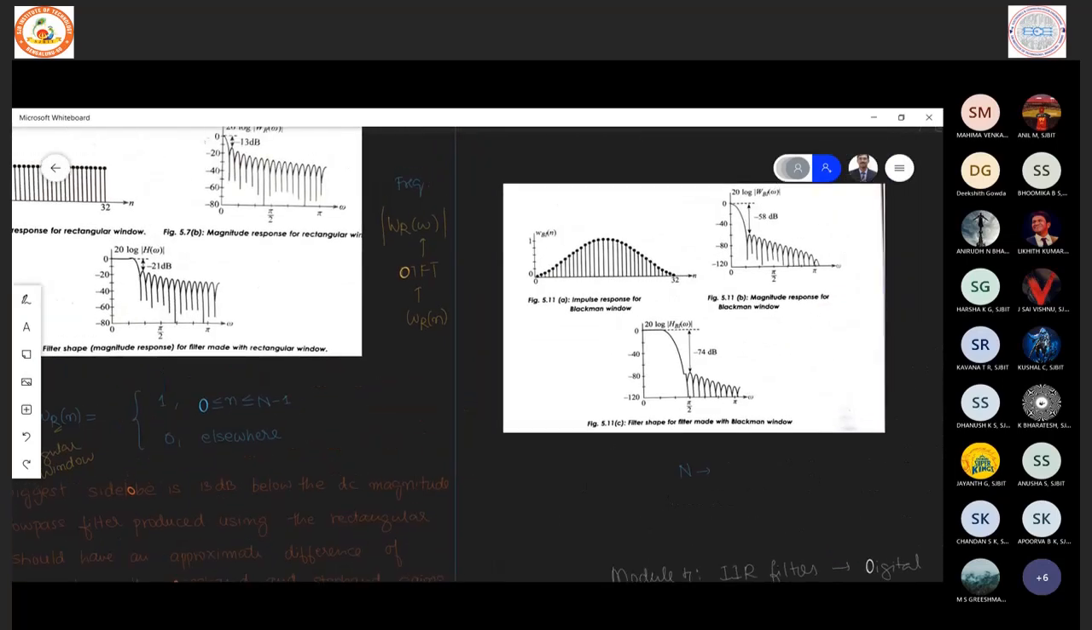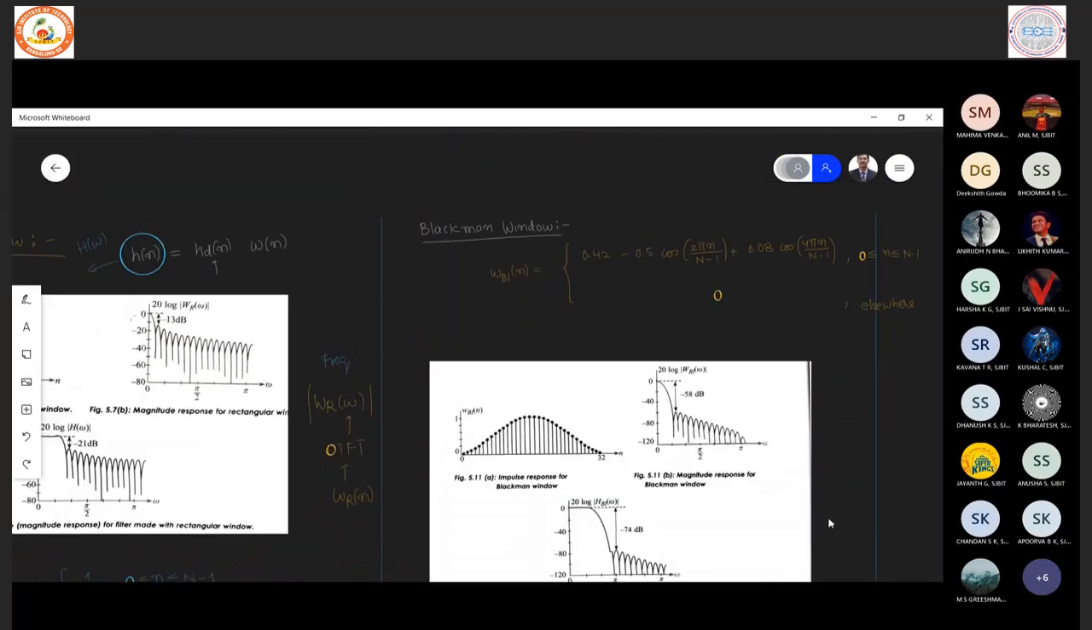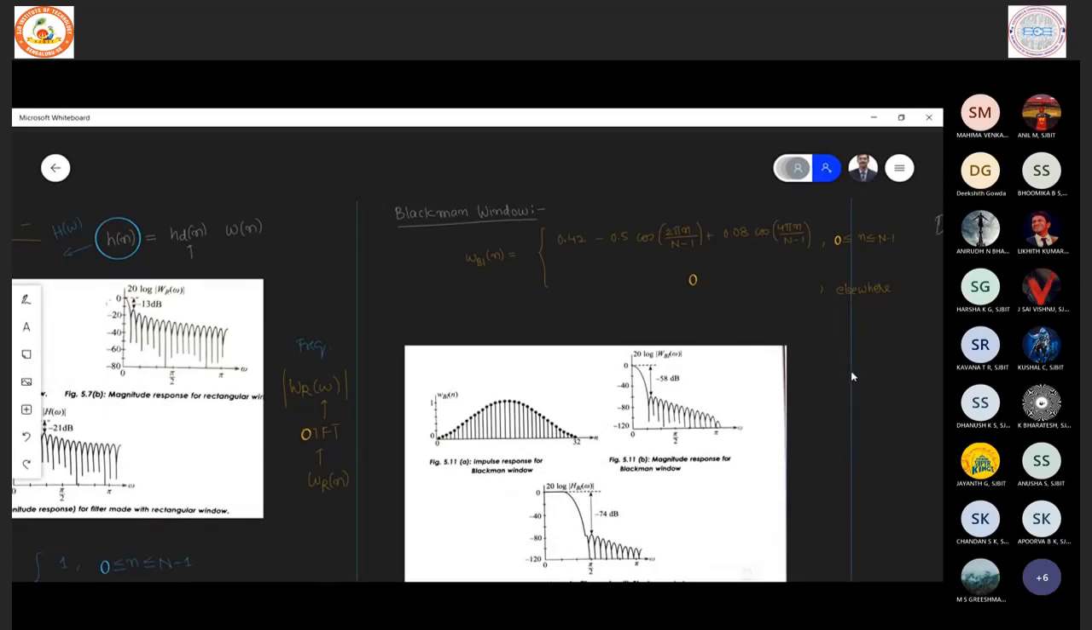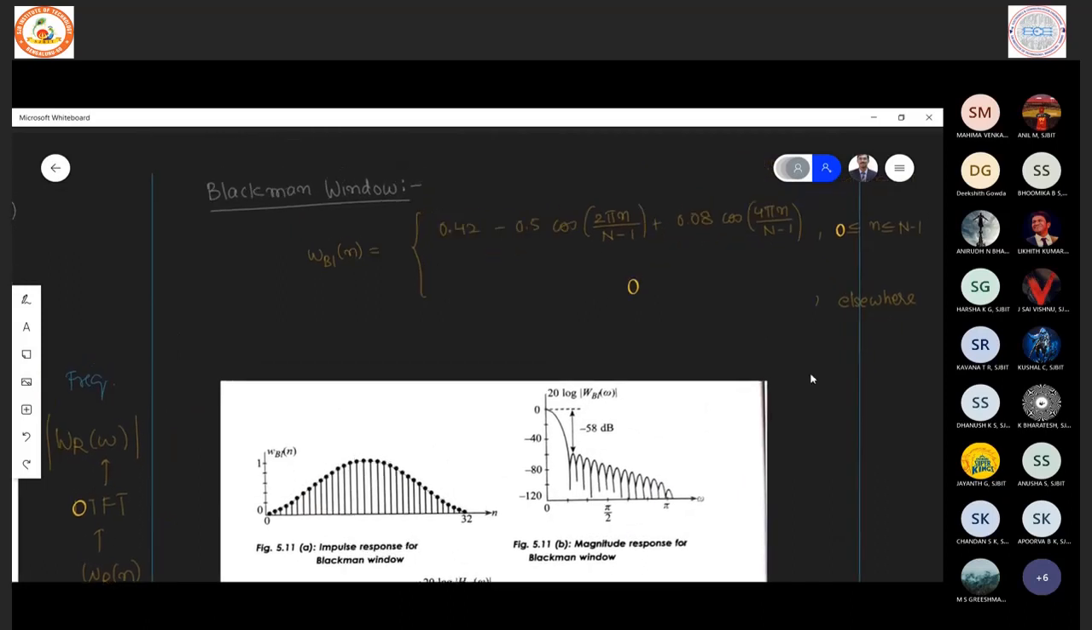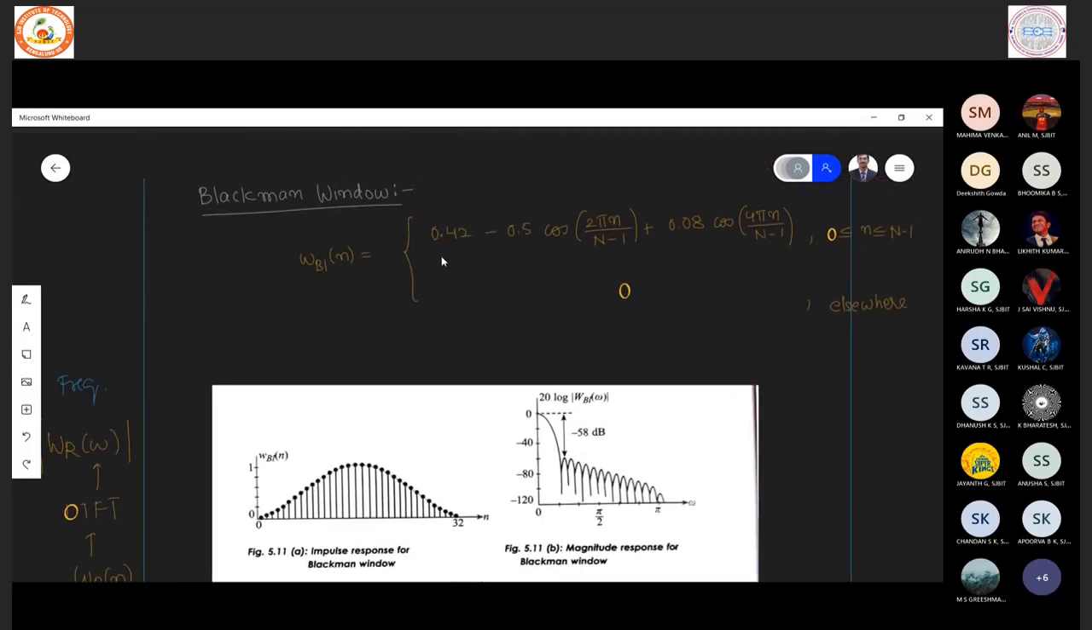Just for your information, this is the next type of window, which is called the Blackman window. The equation for the Blackman window is slightly more complex than the previous ones. The expression is 0.42 minus 0.5 cos 2 pi n by N minus 1 plus 0.08 cos 4 pi n by N minus 1 for n between 0 to N minus 1.